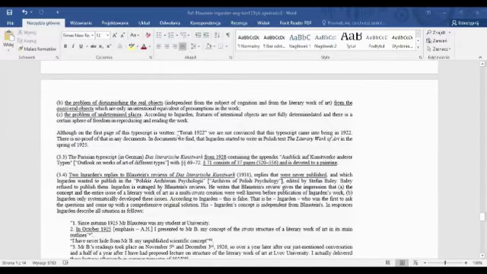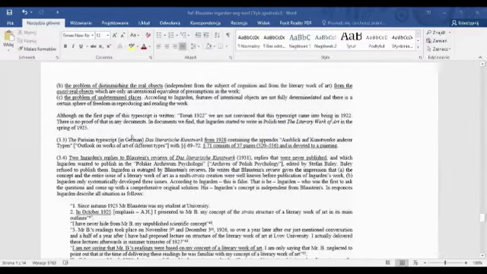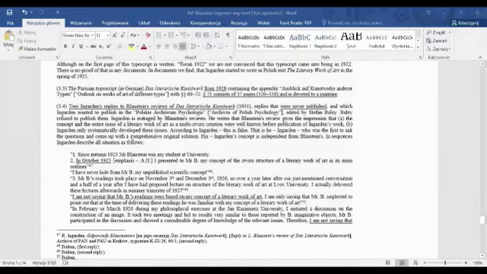documents. The Parisian Typescript in German, Das literarische Kunstwerk from 1928, containing the appendix Ausblick aus Kunstwerke anderer Typen, outlook on works of art of different types, with paragraph 69, 72. Paragraph 71 consists of 37 pages and is devoted to a structure of painting. And we also can find in this archive something really special.